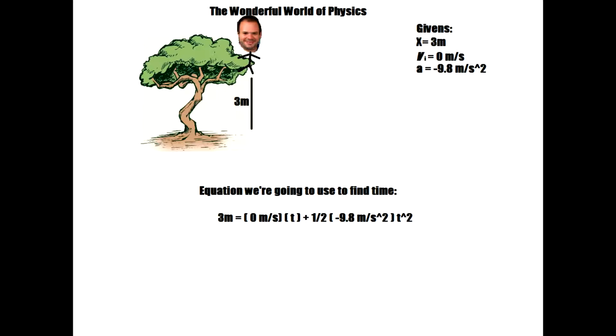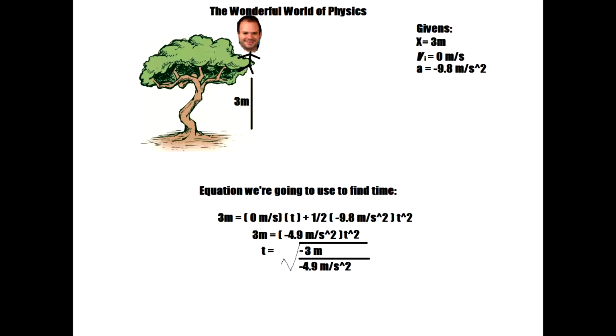So now let's take a look at each separate part of the equation and simplify it. The first part of the equation, 0 meters per second times t, is 0, because anything times 0 is 0. So after that, we're left with only the other part of the equation, 1/2 of negative 9.8 meters per second squared times t squared. 1/2 of negative 9.8 meters per second squared is negative 4.9 meters per second squared, as you can see in our second simplified equation.